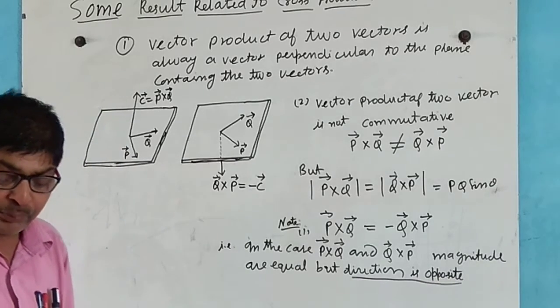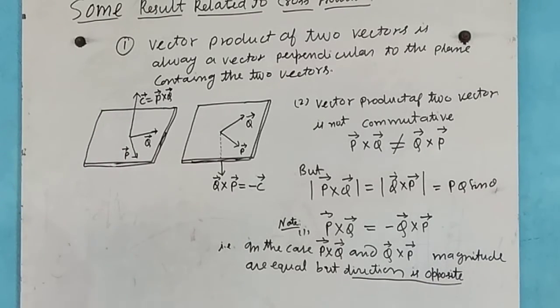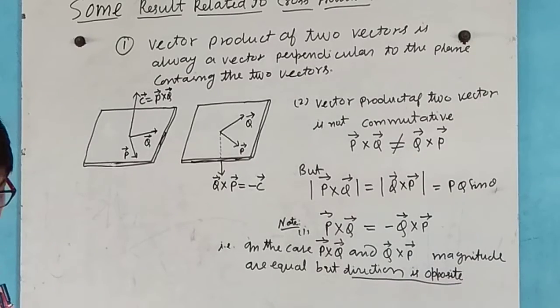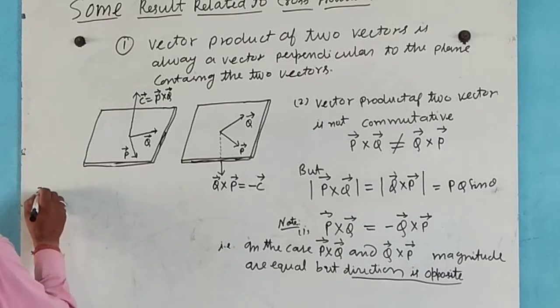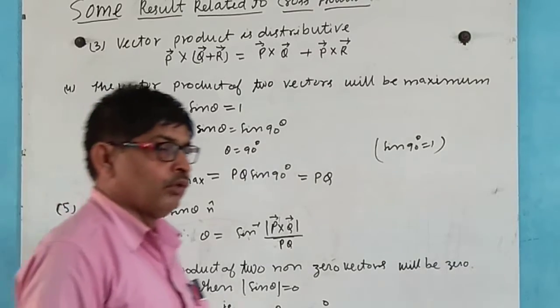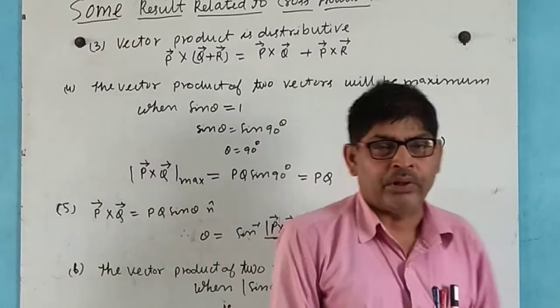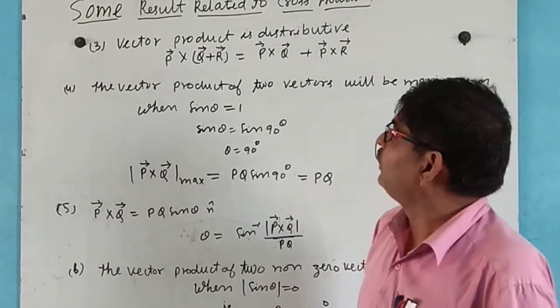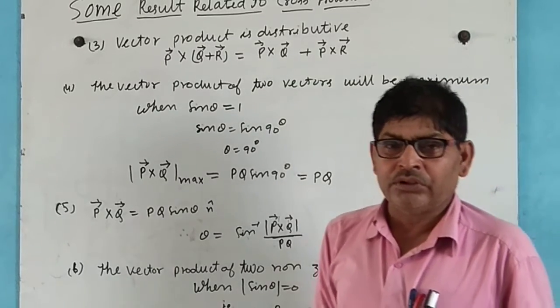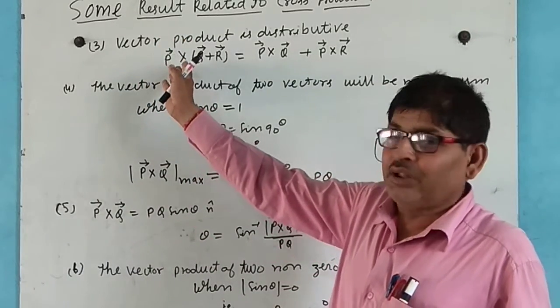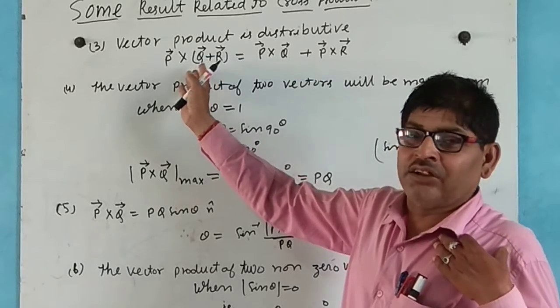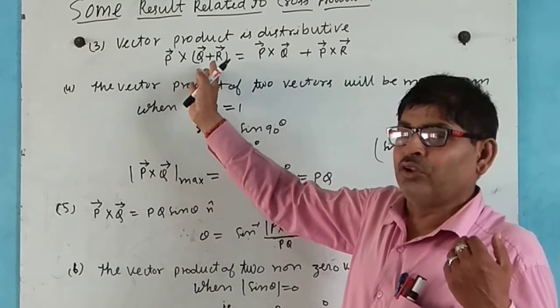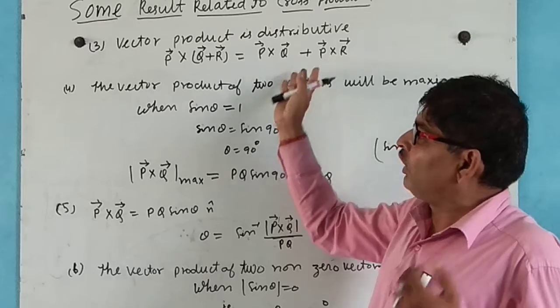Now third, the vector product is distributive. It means that P cross (Q plus R) is equal to P cross Q plus P cross R.